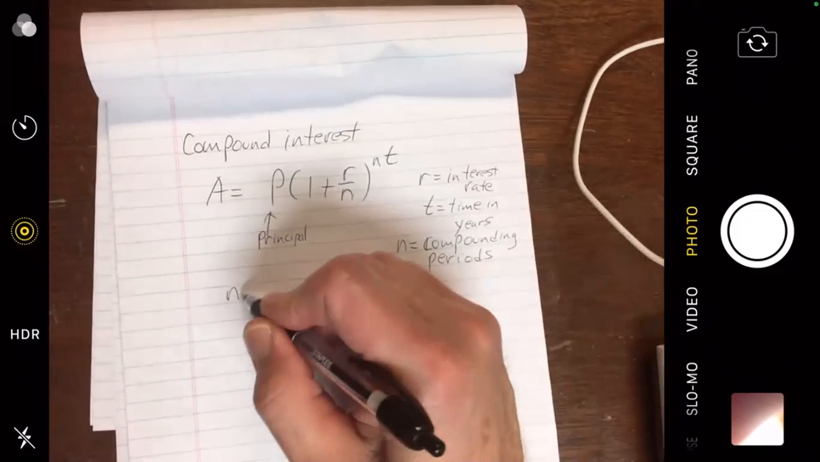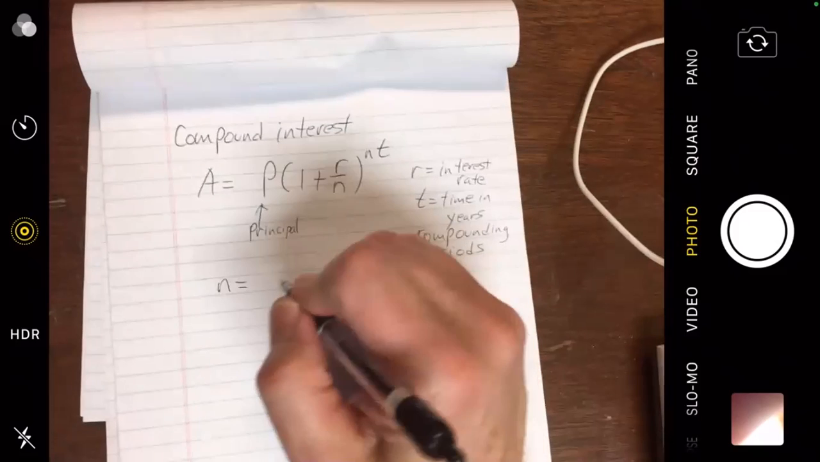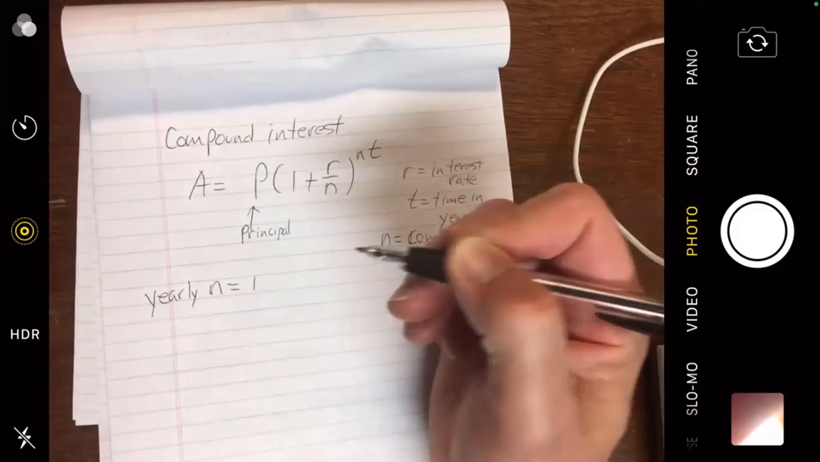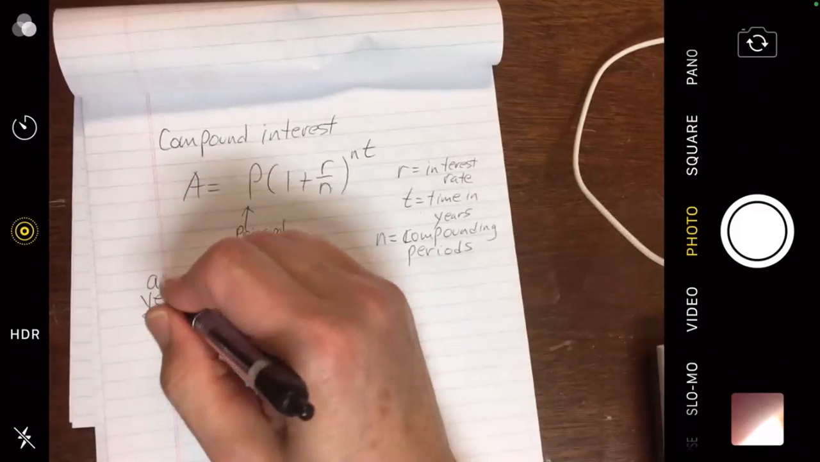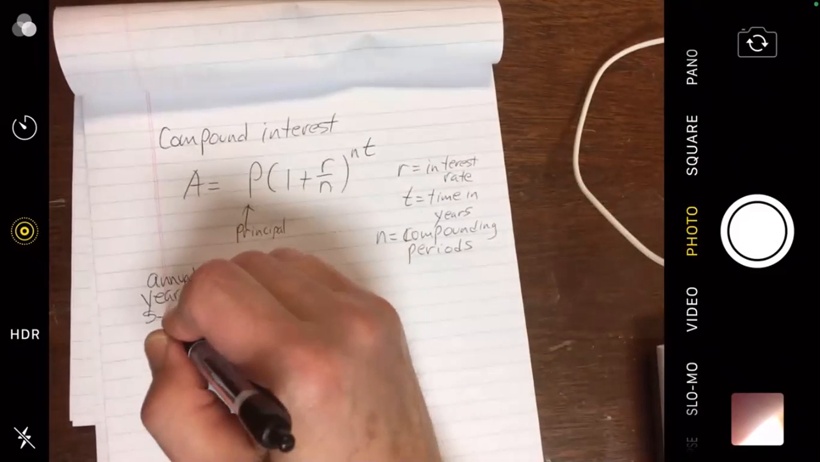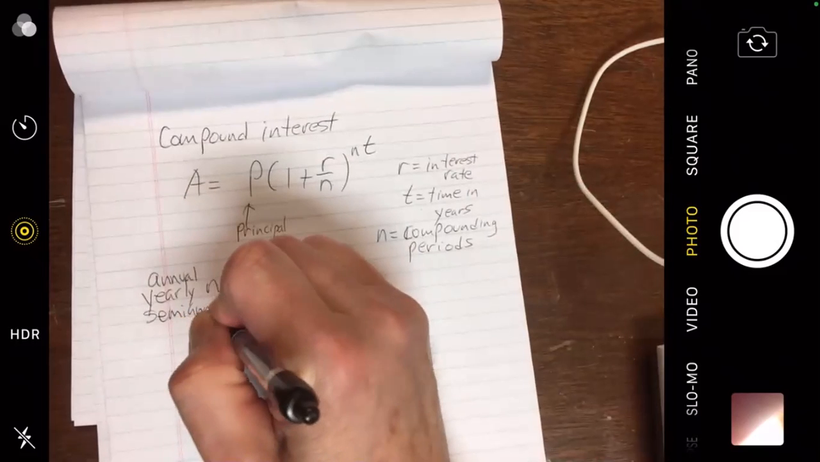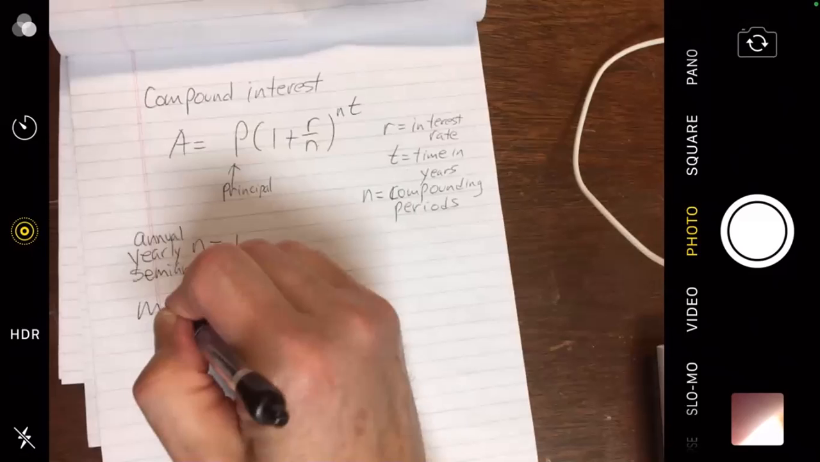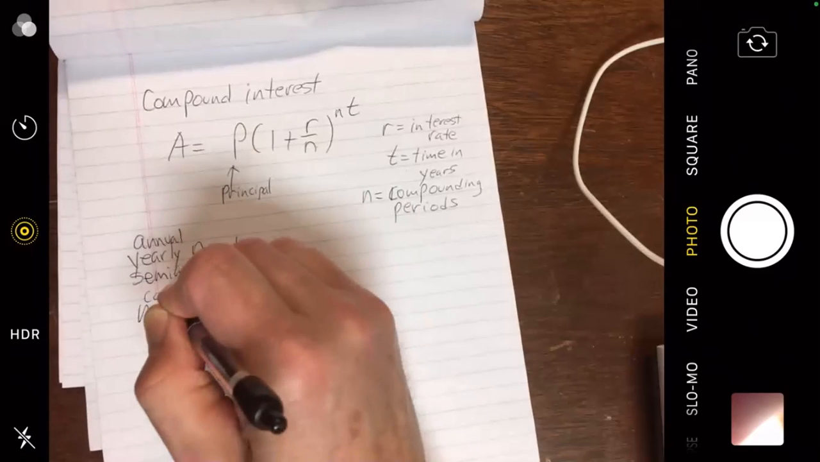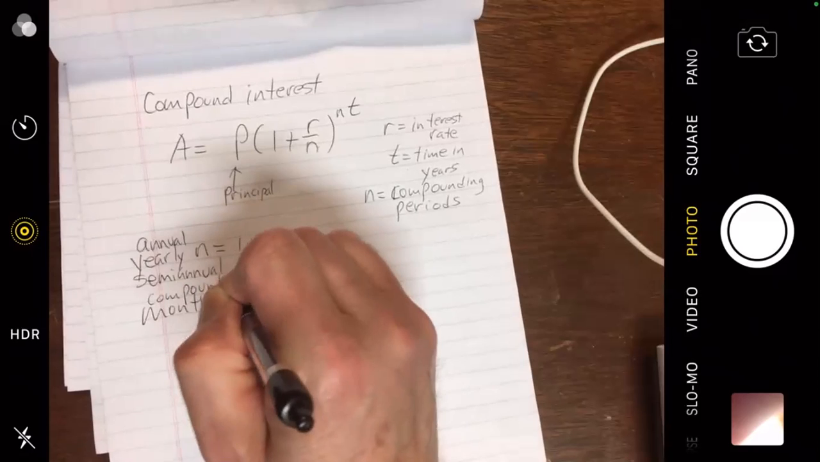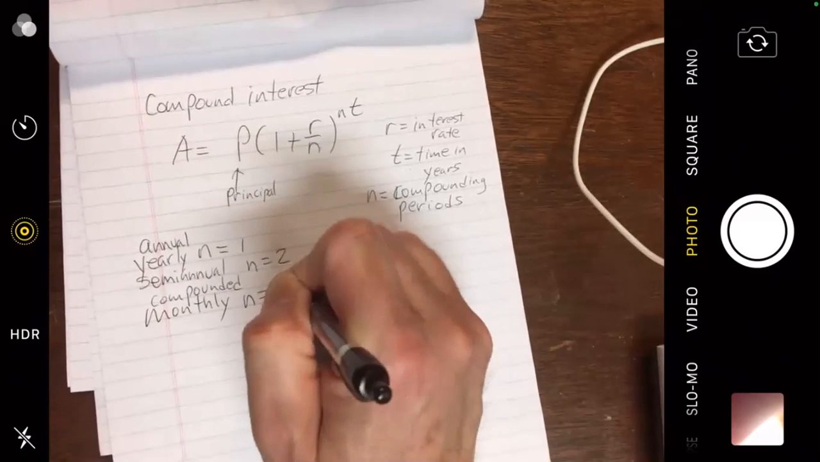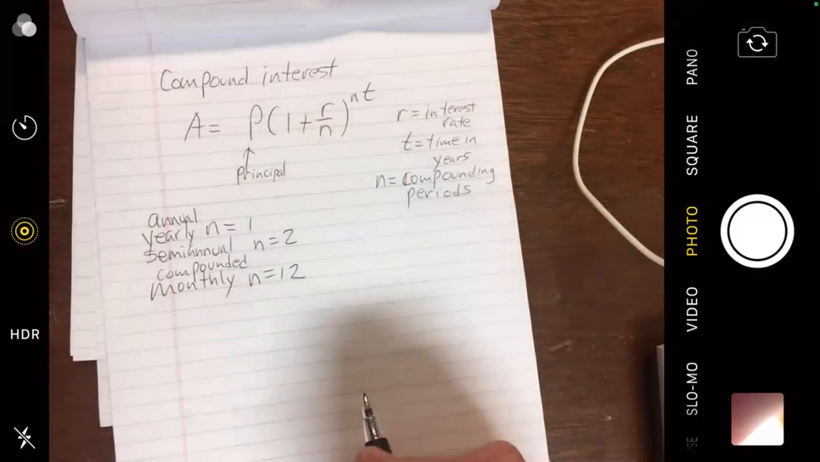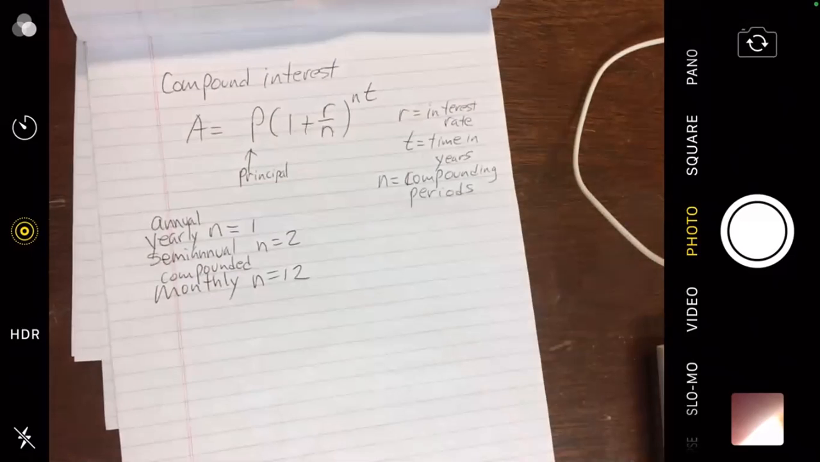The N, they usually give in words, and you're supposed to figure it out. So if they say yearly, that's 1. Semi-annual, or they might say annual. Semi-annual would be 2. Everybody get the idea? Monthly. Let's say compounded monthly. So N would equal 12. So as long as you know your formula, it's pretty much plug and chug and punch on the calculator.